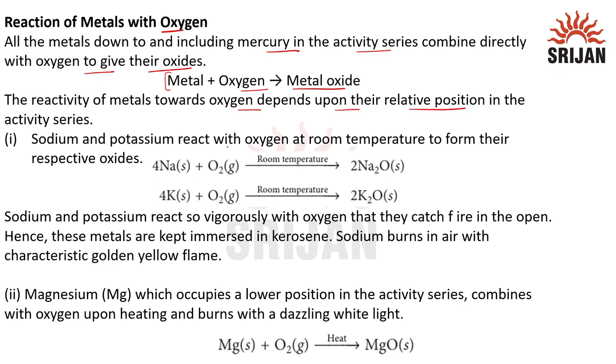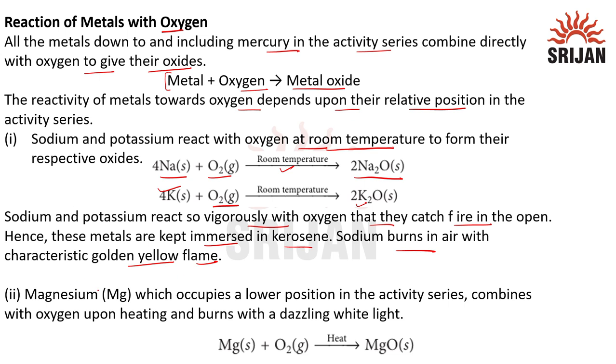First, sodium and potassium react with oxygen at room temperature only to form their respective oxides. Here you can see sodium when combined with oxygen forms Na2O, and similarly potassium when combined with oxygen forms K2O, right, at room temperature only. So sodium and potassium here react so vigorously with oxygen that they catch fire in the open. Hence these metals are kept immersed in kerosene, right? Sodium burns in air with a characteristic golden yellow flame.